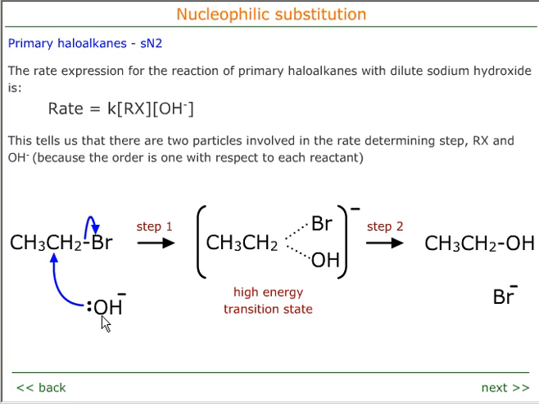In this particular case, we could look at it as the hydroxide ion collides with the alkyl group, or the carbon holding the halogen, and as it moves in, the halogen moves out. Now this gives rise to a high energy transition state, and this then must fall apart further to give the halide ion and the alcohol.